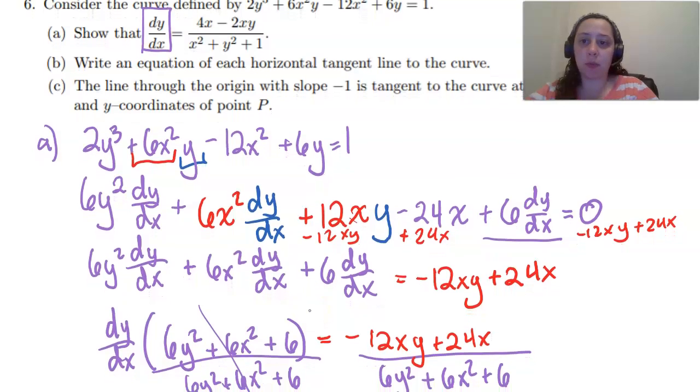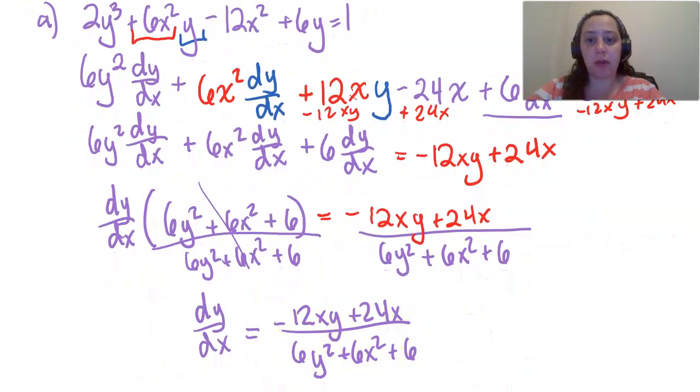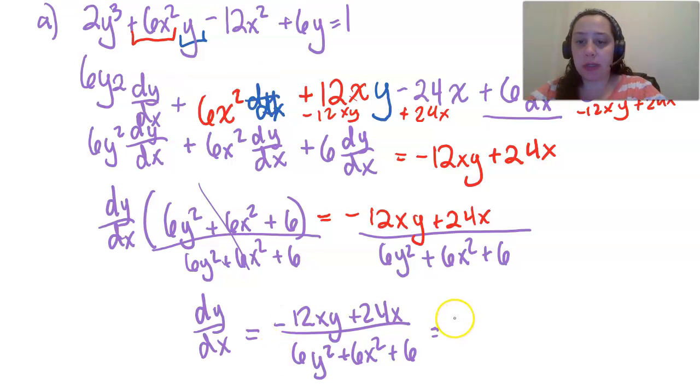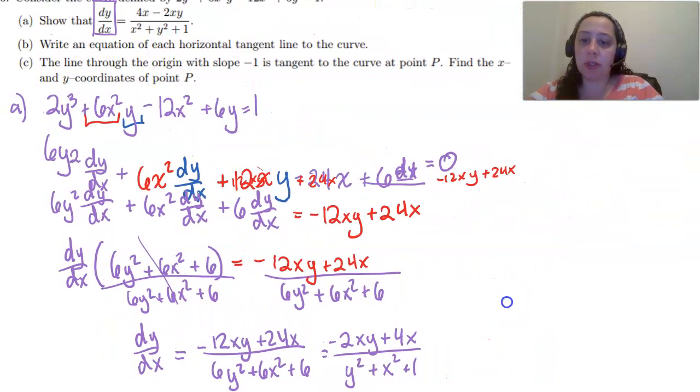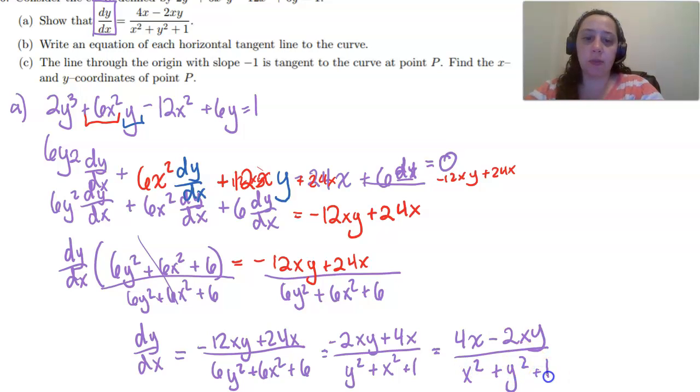It's not exactly the same. Well, if I notice, 6 is a factor of everything here. If I can divide everything by 6 on both the top and the bottom, then I can do that. If I divide negative 12 by 6, I get negative 2xy. 24 divided by 6 is 4x. Divide by 6, divide 6, cancels, and again, and again. So now, do I have the same thing? Almost. I just have to reorganize it. So they wanted the 4x first, minus 2xy, divided by, then they wanted the x^2 first, y^2 plus 1. So now we've shown that dy/dx is equal to that.